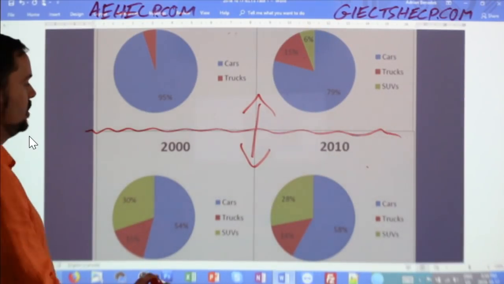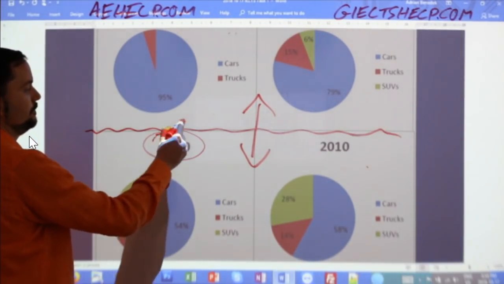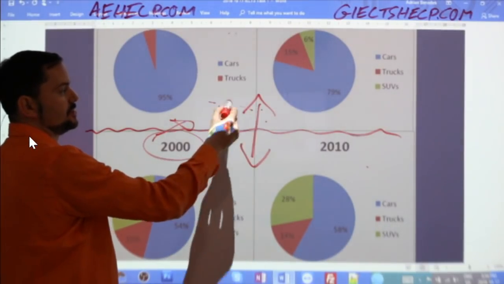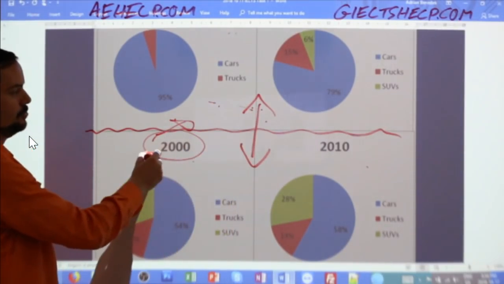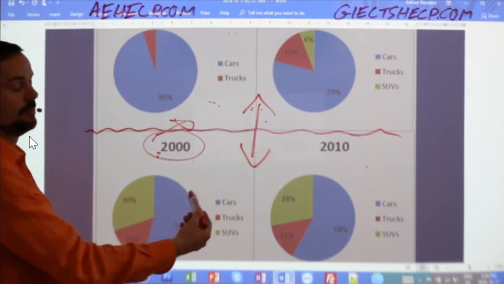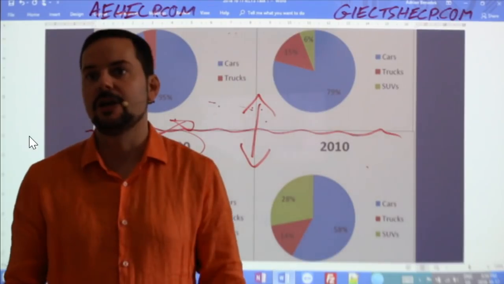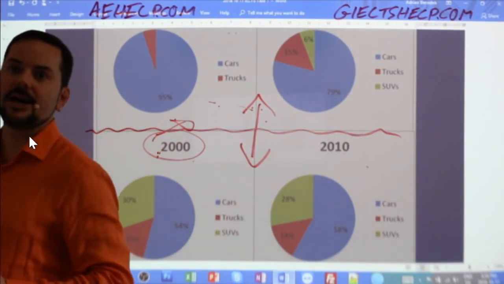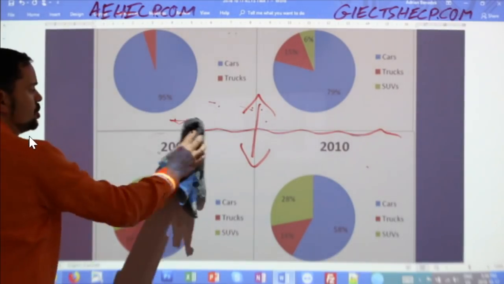What we can see here is that before the new millennium, there is a shift in the market preference of vehicle types. After the new millennium, the preference of vehicle types stabilizes in the market. Okay, so that would be your very in-depth comparison there. So let me write that up for you, just to show you an example.